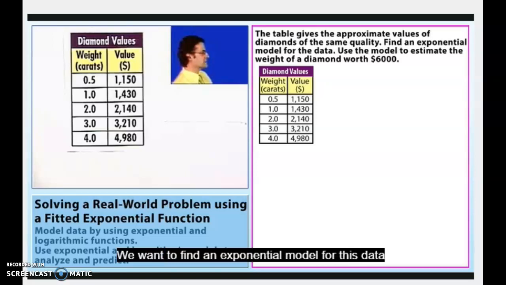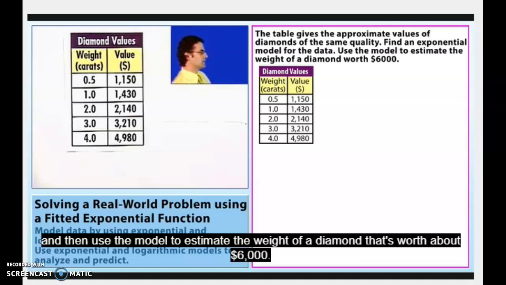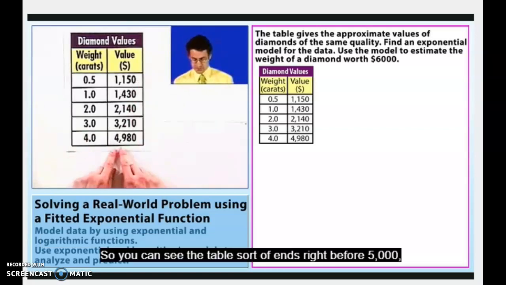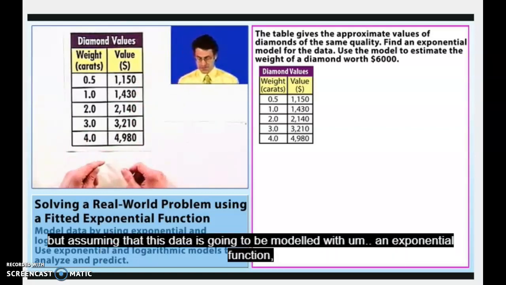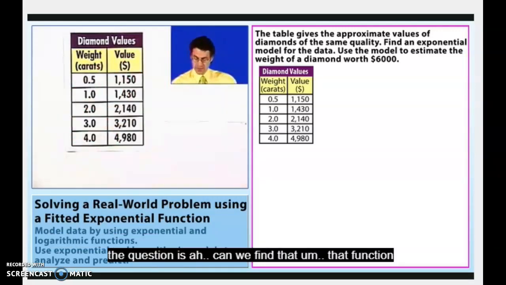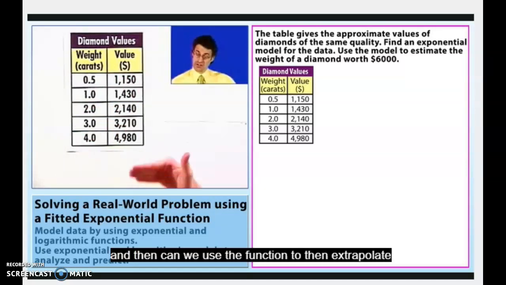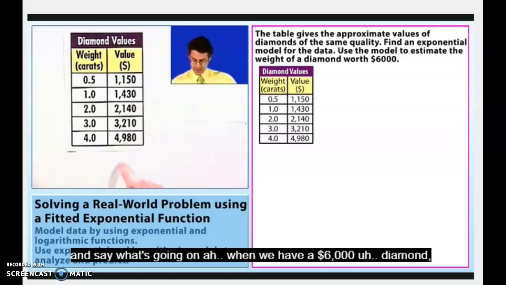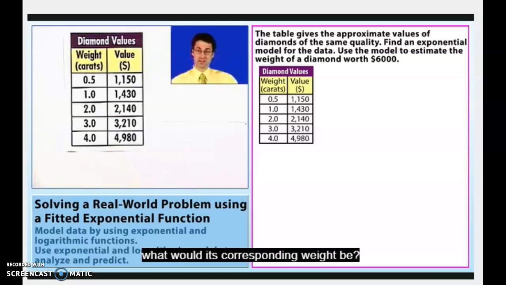We want to find an exponential model for this data, and then use the model to estimate the weight of a diamond that's worth about $6,000. You can see the table ends right before 5,000, but assuming that this data is going to be modeled with an exponential function, the question is, can we find that function, and then use it to extrapolate and say what its corresponding weight would be for a $6,000 diamond?